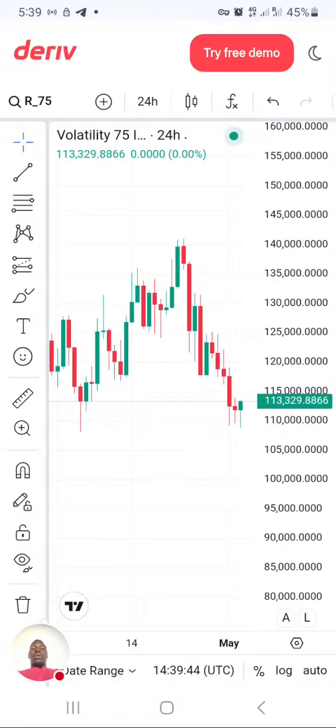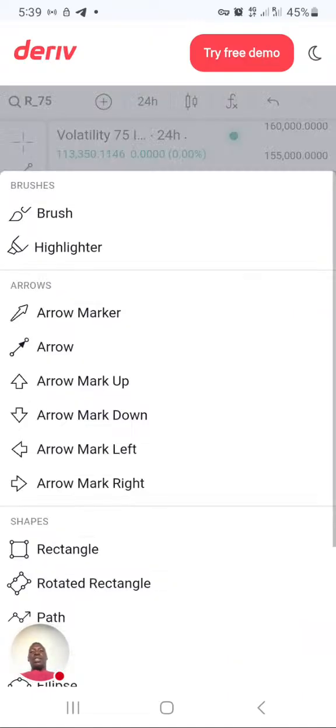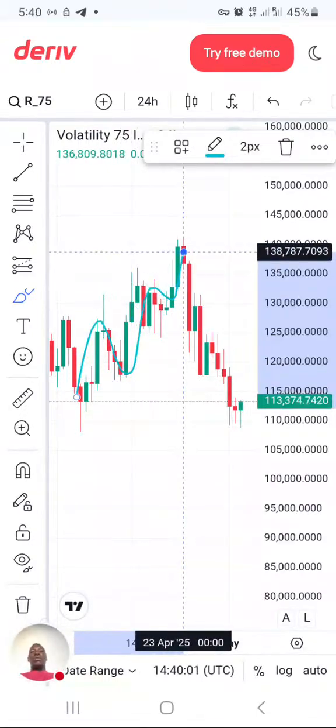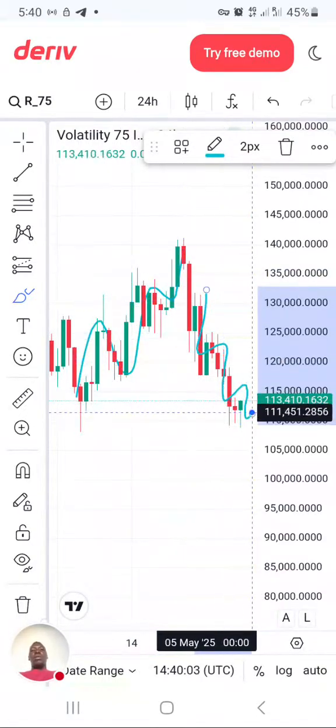TradingView is what we are going to be using. So our step number one, what we always have to do, is to identify the overall trend direction. Are you getting the point? The market always moves making higher highs and higher lows, or lower lows and lower highs. That is how the market moves.